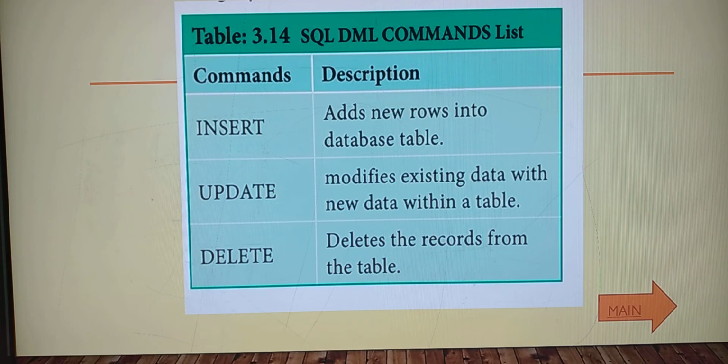You are going to change the already available data by means of new data. You are going to use the command update. Next, you have the command delete. It deletes the record from the table. It is going to delete the record that is available under the table.